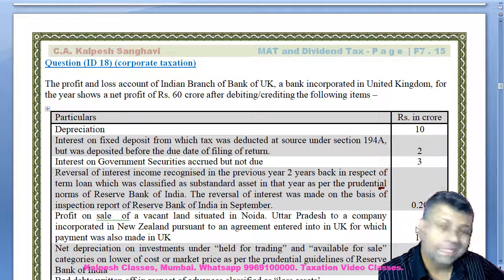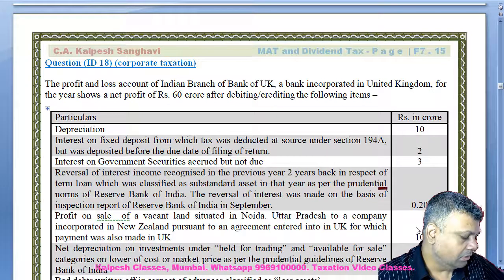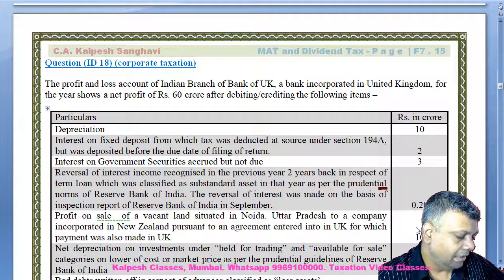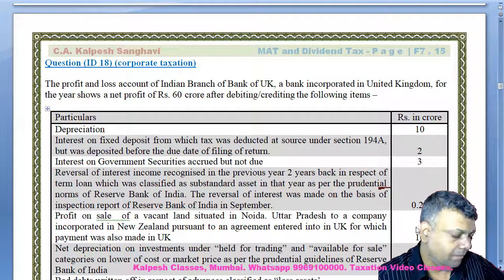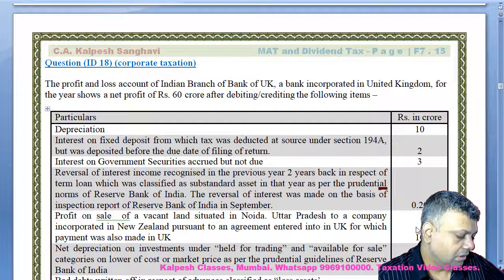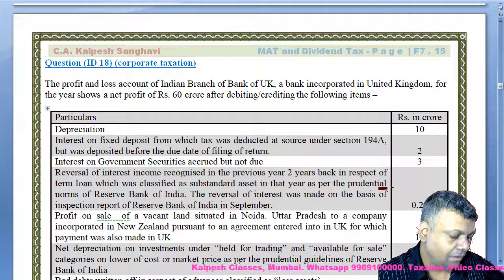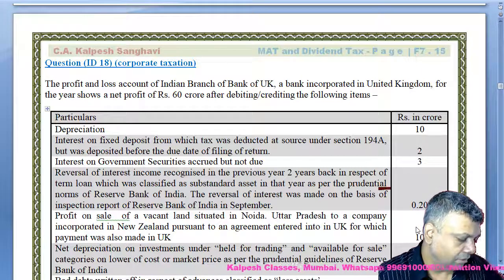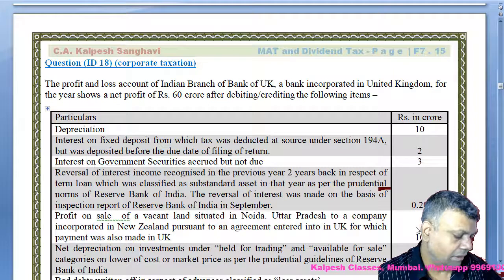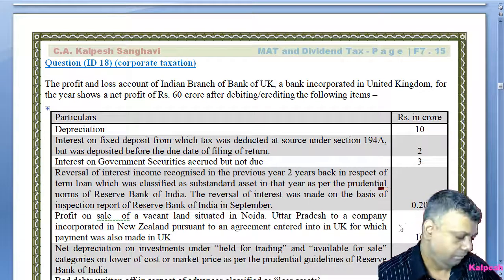Interest on government securities accrued but not due. Reversal of interest income recognized in the previous year, 2 years back, in respect of a term loan which was classified as a substandard asset in that year as per the prudential norms of the Reserve Bank of India. The reversal of the interest was made on the basis of the inspection report of the Reserve Bank of India in the month of September. Profit on sale of vacant land situated in Noida, Uttar Pradesh, to a company incorporated in New Zealand pursuant to an agreement entered in the UK, for which the payment was also made in the UK.